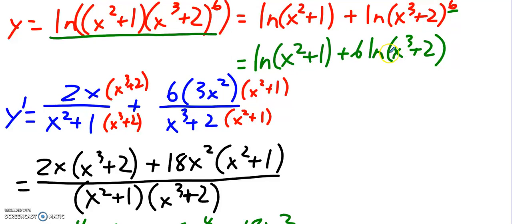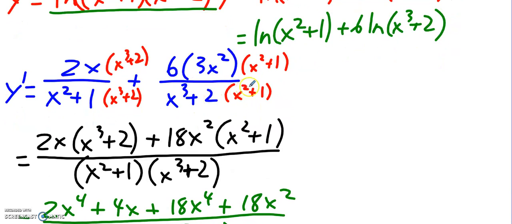Now I can take the derivative of each of these terms individually. So the derivative of natural log of x squared plus 1 is going to be 2x over x squared plus 1. The derivative of 6 ln of x cubed plus 2 is going to be 6 times 3x squared over x cubed plus 2. So the blue here is actually the derivative. What I'm doing in red, that's where I'm getting a common denominator. But notice the point of this is that the derivative process itself was much simpler by using properties of logs to split up the log first.